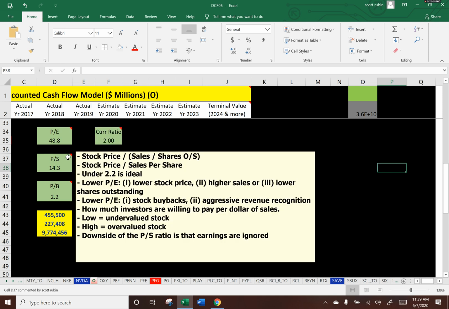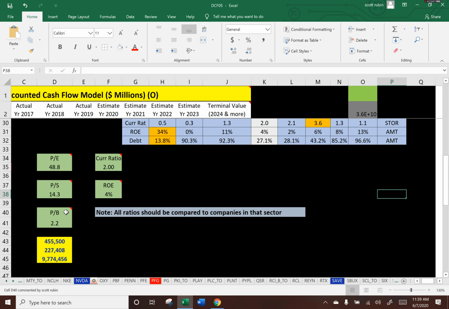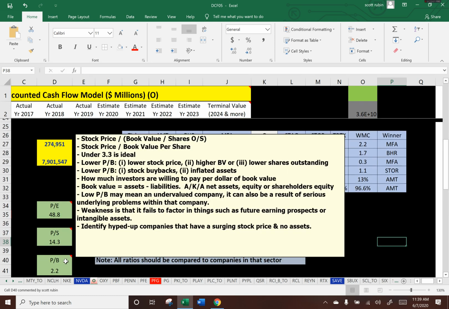Price to sales ratio is the stock price over the sales per share. And I like to see under 2.2 for this. And also the lower the better. And if it's high, it could be an overvalued stock. So far, it's not looking so great. Their ratios aren't so good. Price to book, they have a good price to book. And I think almost all REITs have a solid price to book ratio.